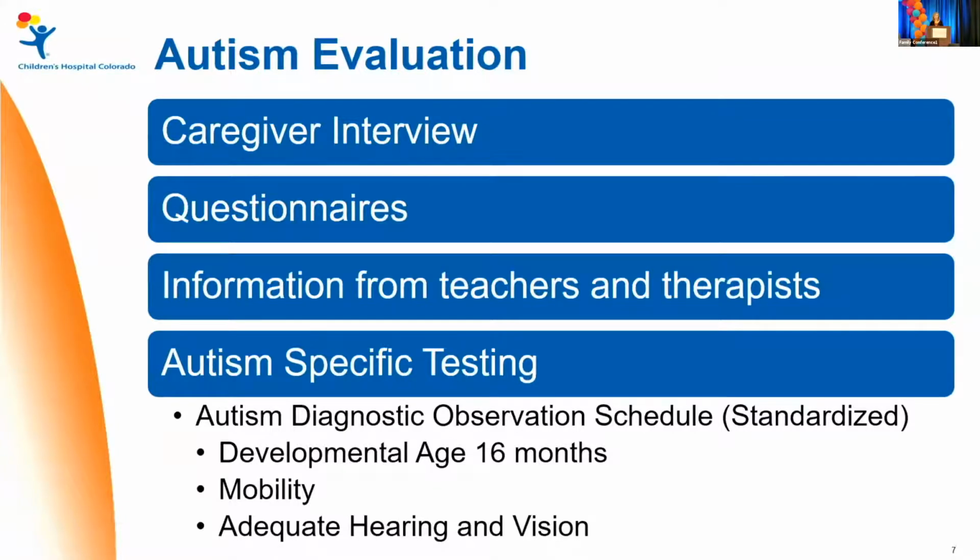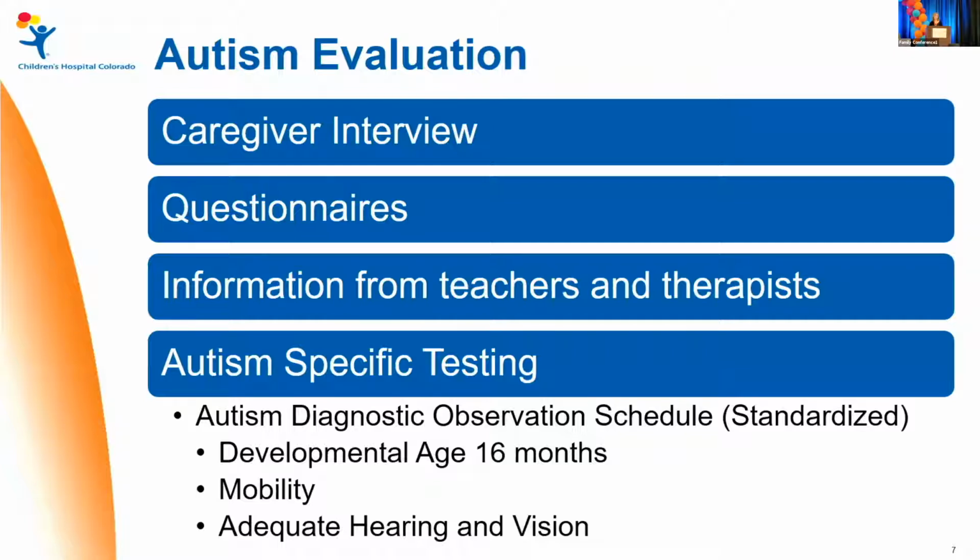Another evaluation that we do is an evaluation for autism, and that usually includes a caregiver interview, or it should include one, along with questionnaires and often information from therapists and teachers, especially during COVID. They're the ones who get to see your child with other kids. Although now that social distancing isn't as important, hopefully parents will be able to see their kids on the playground or in school.